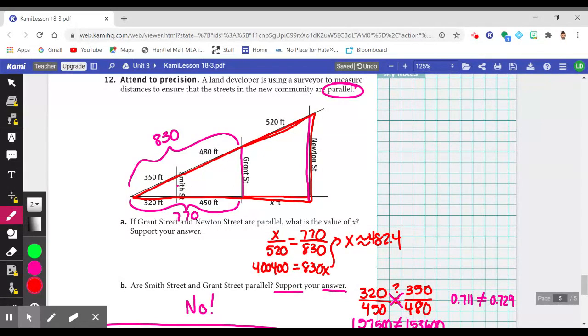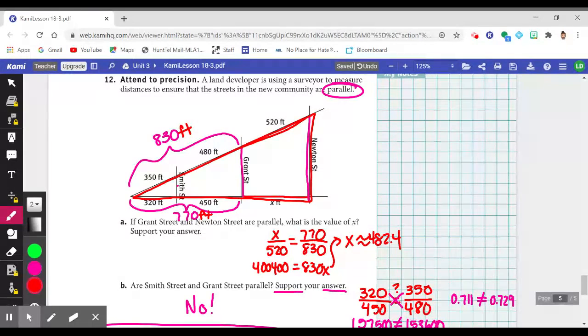So I went ahead and found the distance between these two streets here, or these two points. And I found it to be 830 feet. And same thing, I found the total distance here, 770 feet. That's super important because we can only use the parallel proportionality theorem or even the triangle proportionality theorem if these segments are parallel. And again, the only ones in question are these two.